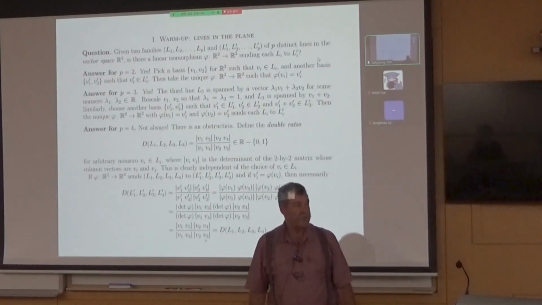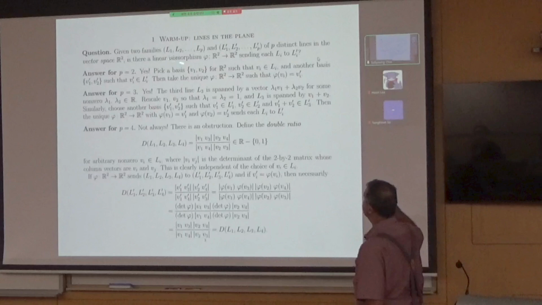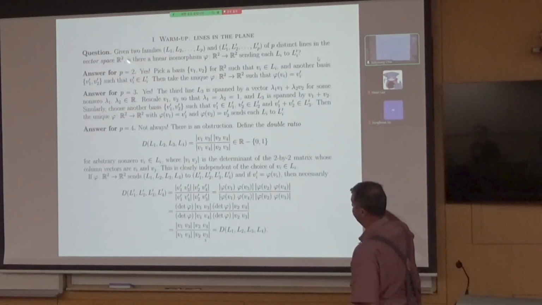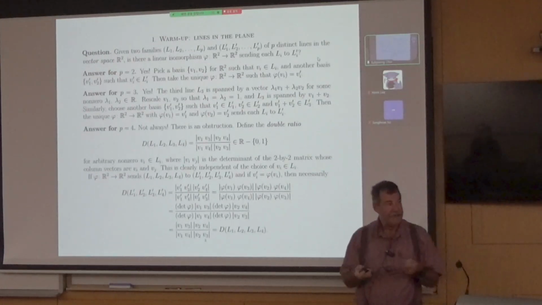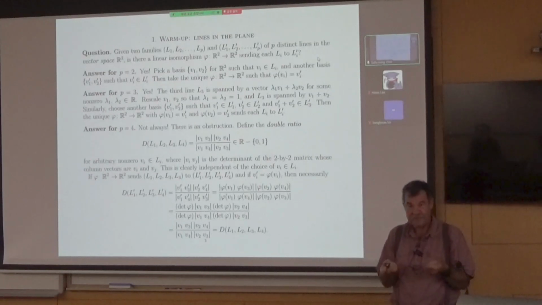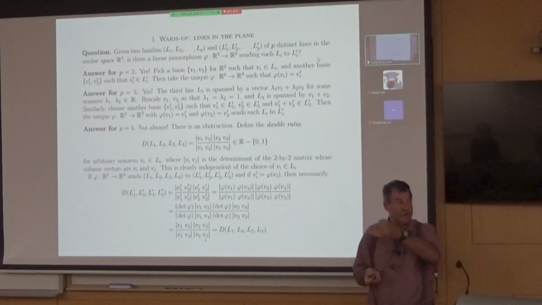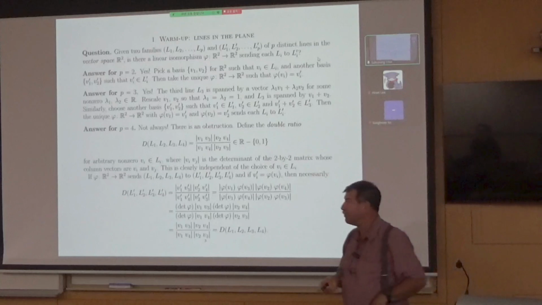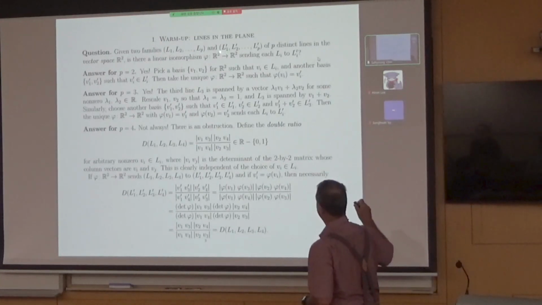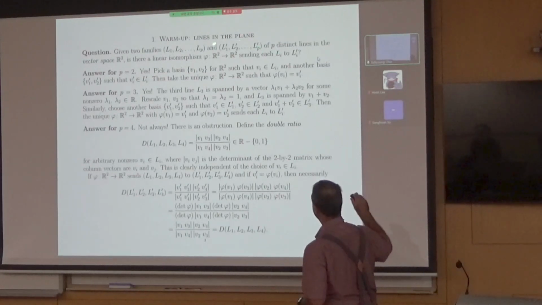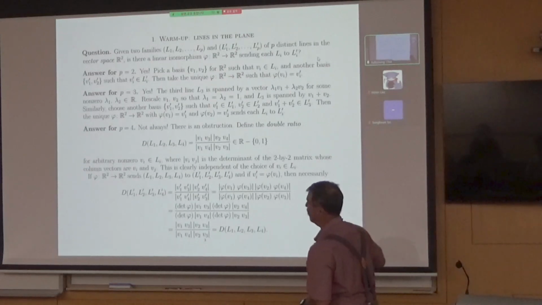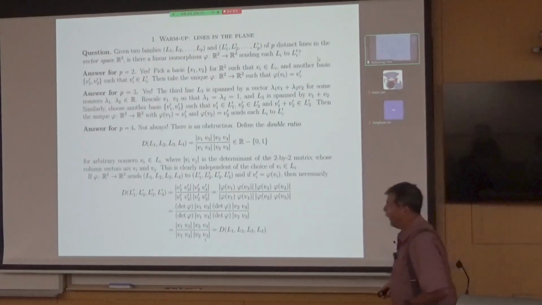Okay, so I'm going to start with the warm-up problem. It's a problem in the plane, and you take P lines, and the plane, I consider it as a vector space, and the line is a one-dimensional vector subspace. Namely, they have to go through the origin. So you take P lines going through the origin, and you take another family of P lines, and you ask yourself, is there a linear isomorphism from the plane to itself, sending the i-th line here to the i-th line there? Okay, and so let's start.